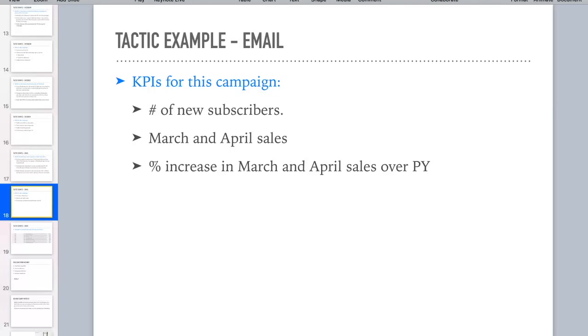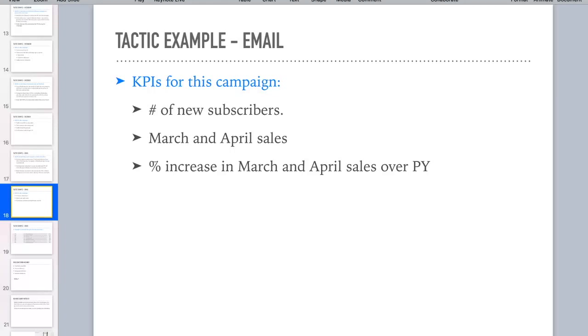So what are the KPIs for this email campaign? Of course, we're going to be tracking the number of new subscribers, because we're asking the current subscribers to refer the newsletter to their friends and encourage them to also subscribe. We also want to see a lift in the March and April sales because we are pushing people to the website to use the discount of 25% plus the potential additional 5%.